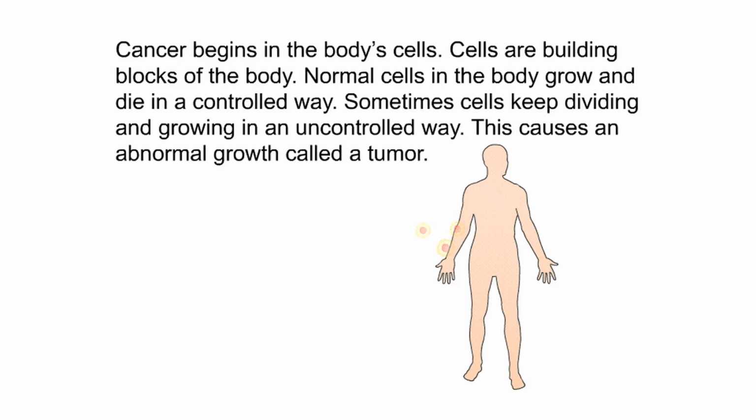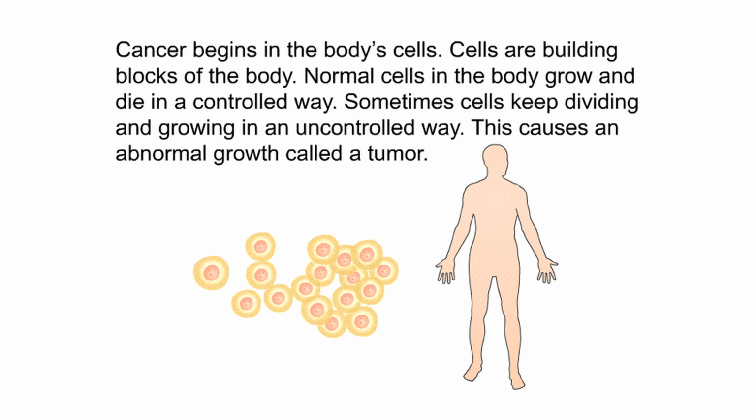Skin cancer. Cancer begins in the body's cells. Cells are the building blocks of the body. Normal cells in the body grow and die in a controlled way. Sometimes cells keep dividing and growing in an uncontrolled way. This causes an abnormal growth called a tumor.